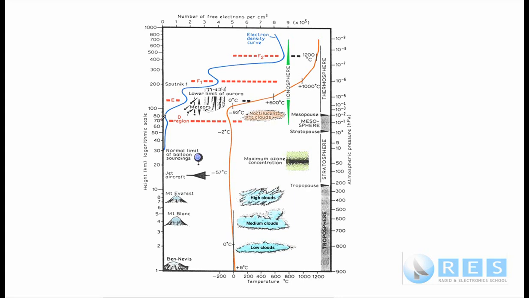We need these layers as radio amateurs because they are able to refract, not reflect, our signal back to Earth. If it wasn't for them, because the Earth is round, our radio signal would just leave the Earth and go into space and never come back. So if we want to communicate on HF, particularly around the world, then we rely on refraction from these ionospheric layers to bring our signal back to Earth.